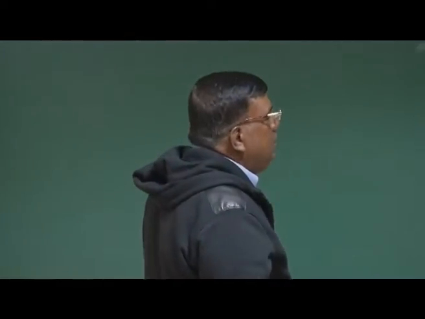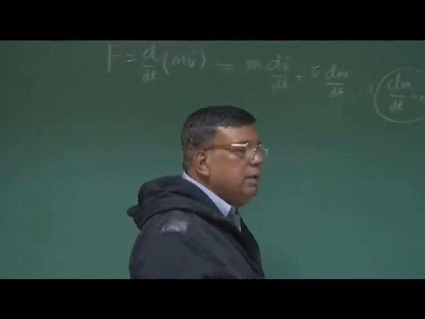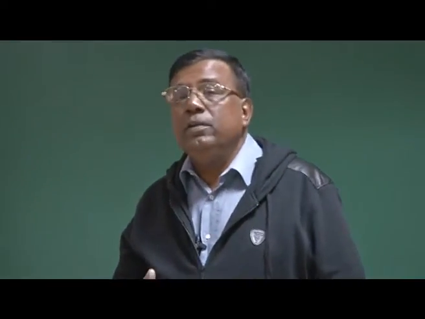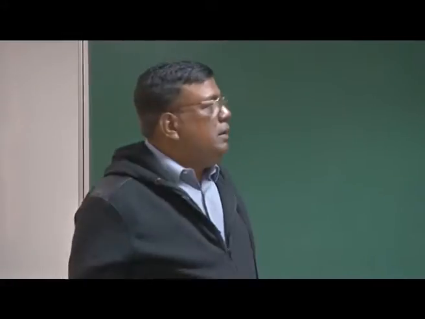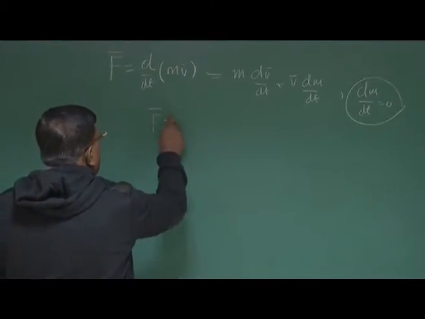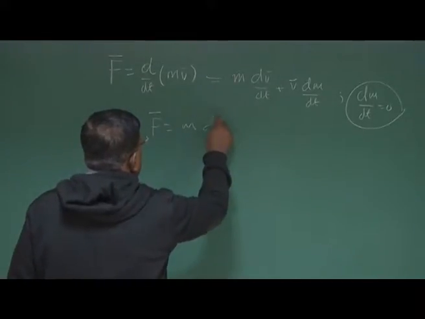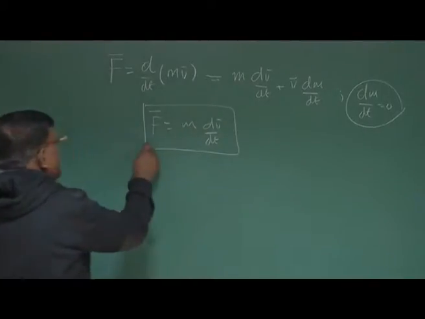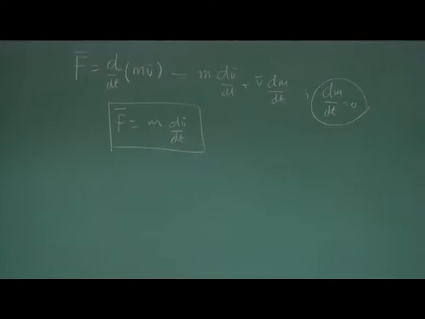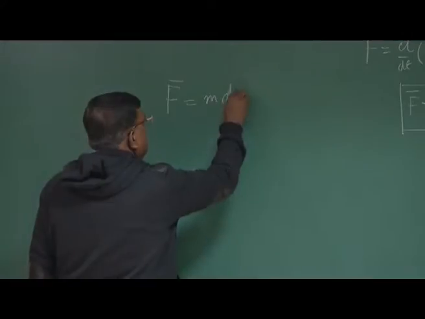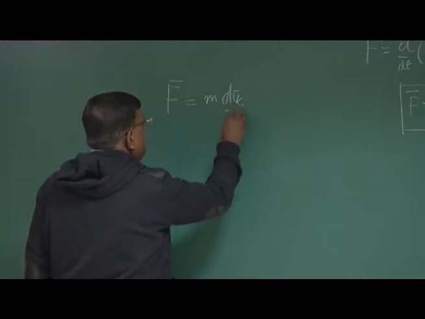So, because the duration is small, we are assuming that whatever change of mass has happened because of fuel consumption is neglected. So, we wrote F equal to m dv by dt, and based on this we developed a further equation. We wrote F equal to m dvc by dt.